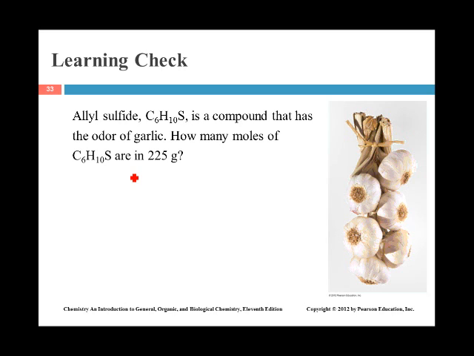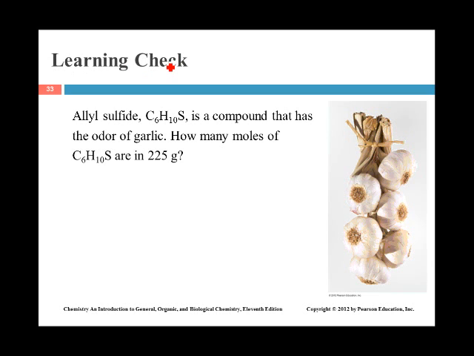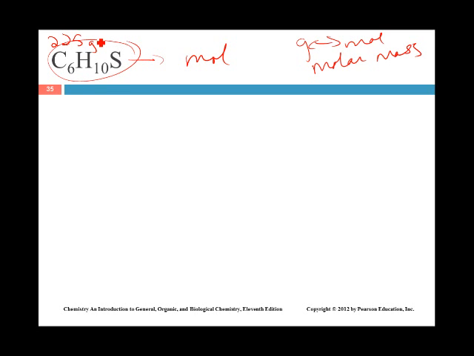Okay, let's try another one. Allyl sulfide, C6H10S, is a compound that has the odor of garlic. How many moles of C6H10S are in 225 grams? So we have C6H10S, we have 225 grams of it, and we were trying to get to moles. We're going from grams to moles. Whenever you go from grams to moles or back again, you're going to want to find the molar mass every single time, which means we need to figure out the molar mass of this compound.